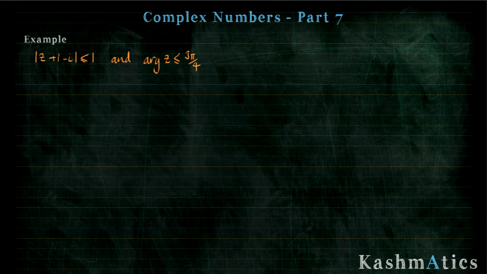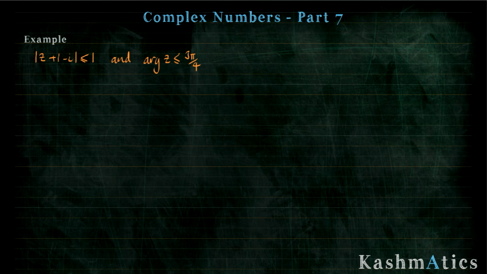Right, in this example, the loci is made up of two parts. The first bit is a circle with the center -1, 1 and a radius of 1, and the second bit is a straight line from the origin at an angle of 3 pi over 4. Okay, now the area I want is inside the circle. Okay, so less than or equal to 1. And the angle I want is less than 3 pi over 4.